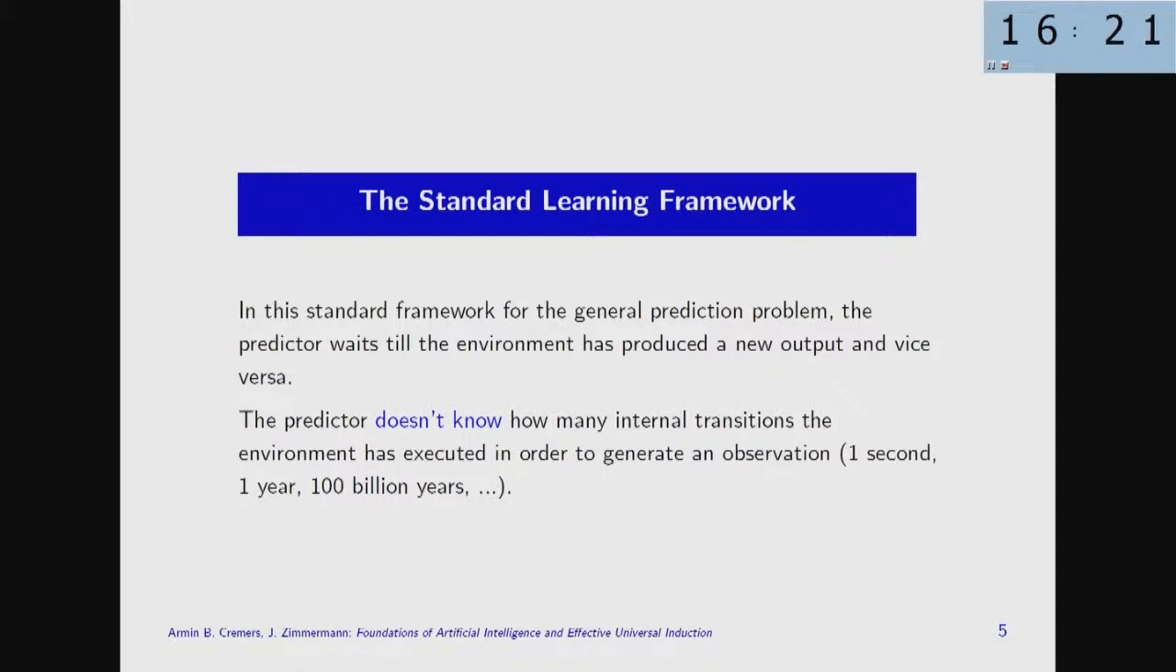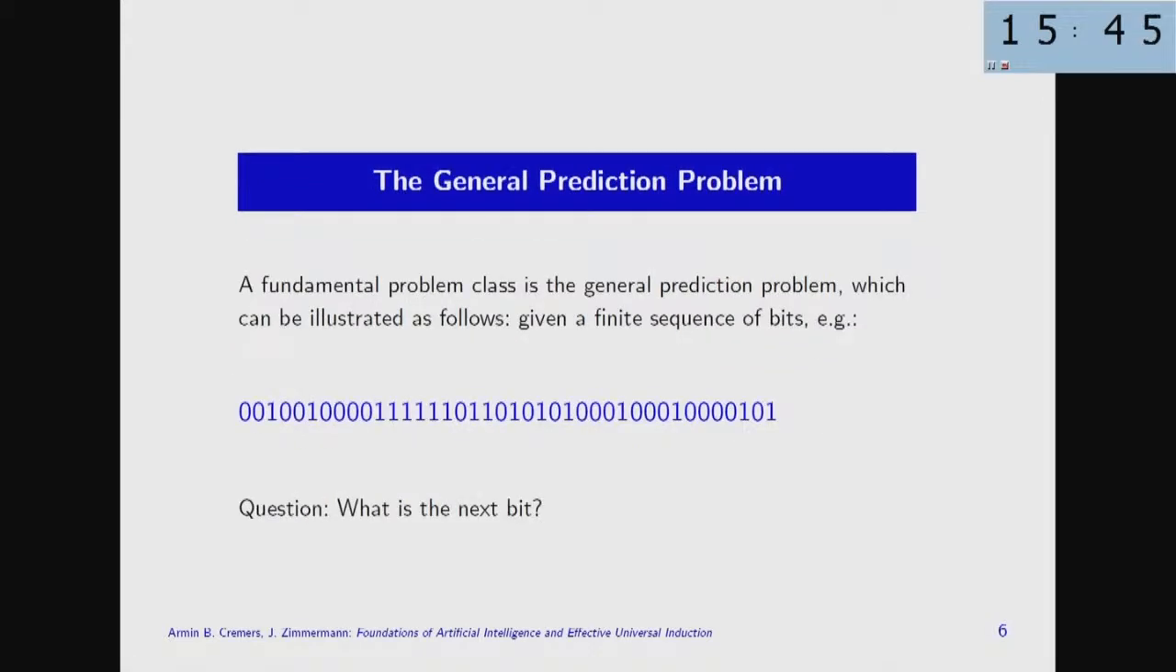So in this standard framework, you have a generator-predictor paradigm. The predictor waits until the environment has produced a new output, and vice versa. This waiting upon one another has, at the outset, no specific model of time or complexity. And this is the main point behind the problem of non-effectiveness of this setup, having to do with the halting problem, the undecidability of the halting problem for Turing machines.